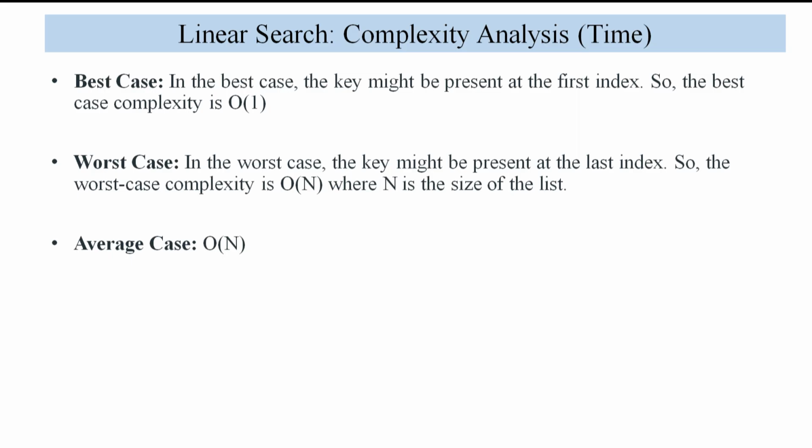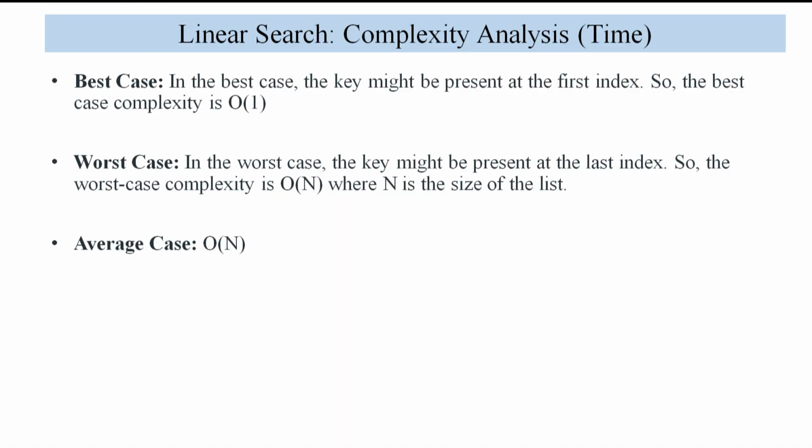For example, if we have 100 elements in the array and the element to be searched is present at the 100th location as the last element, because we start searching from the first location, we will repeat the process 100 times to reach the last location. So its time complexity will be order of 100, where 100 is the number of elements in the list.